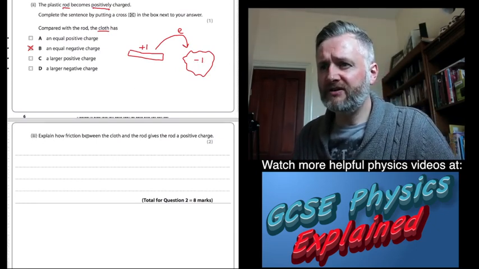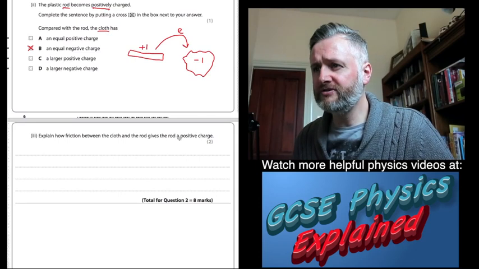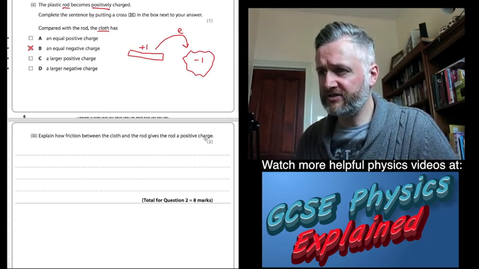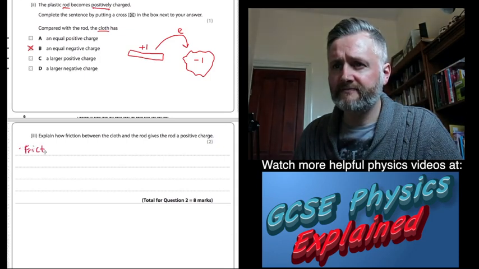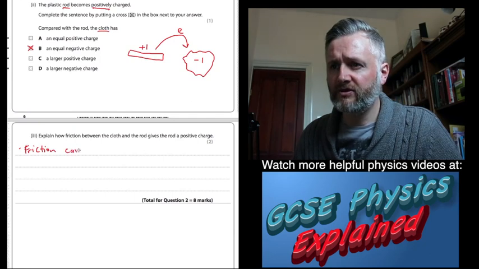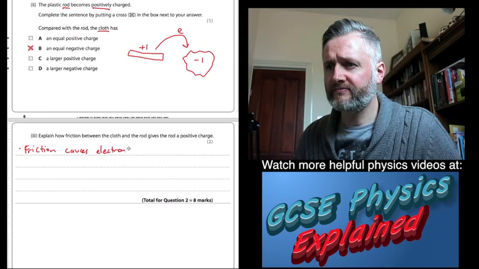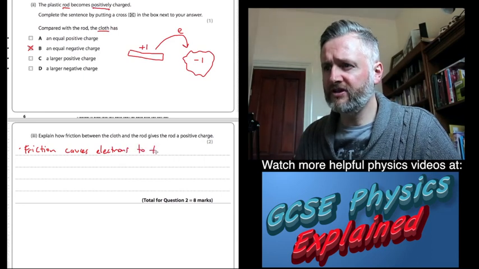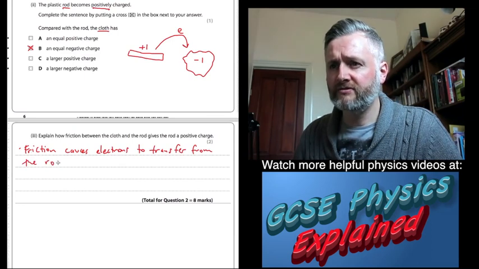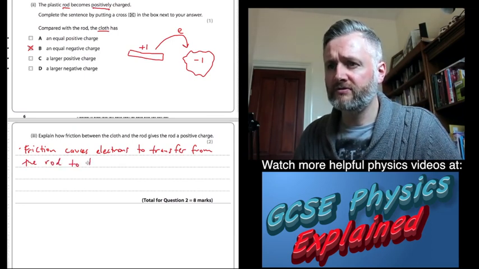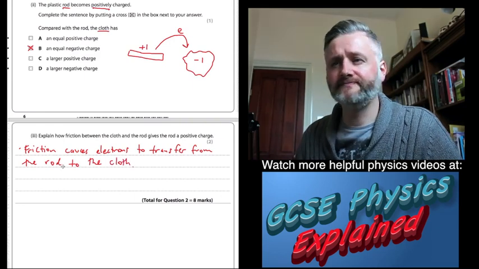Part 2. Explain how friction between the cloth and the rod gives the rod a positive charge. So, friction causes electrons to transfer from the rod to the cloth. And that'll get you 2 marks.